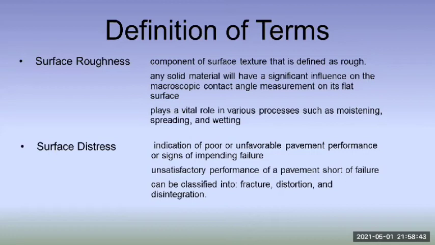Next is surface distress. An indication of poor or unfavorable pavement performance or signs of impending failure. Unsatisfactory performance of pavement short of failure can be classified into fracture, distortion, and disintegration.